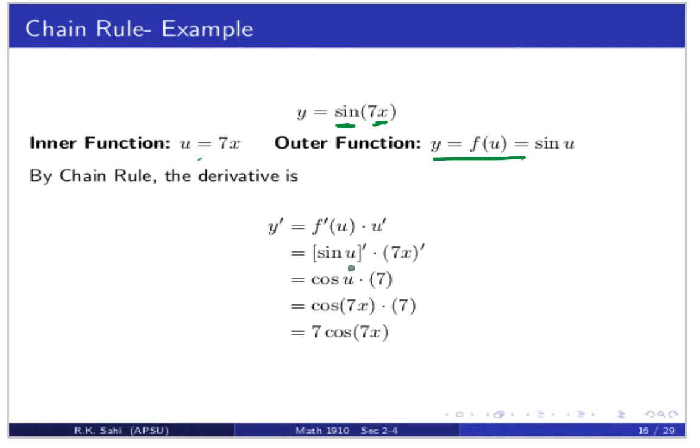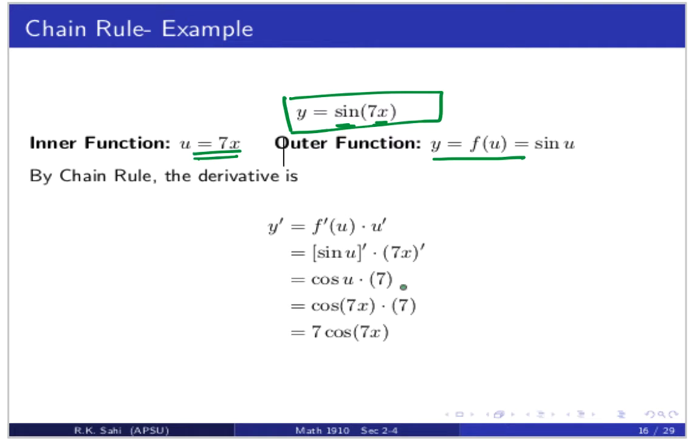Now we know the differential of sine u is cosine u, and the differential of 7x is 7. And then remember, u has been written in terms of 7x. It's a differentiable function of 7x. So you have to replace the u by 7x, because your original problem, remember, is in x. So you have to write down the final answer also in terms of x. So the final answer is going to be cosine 7x times 7.